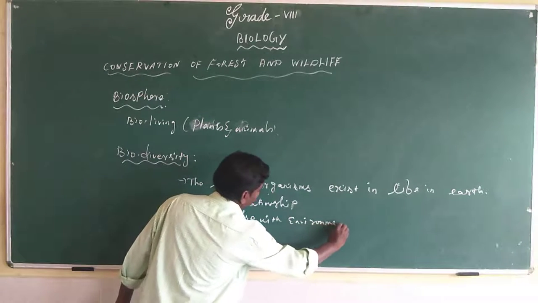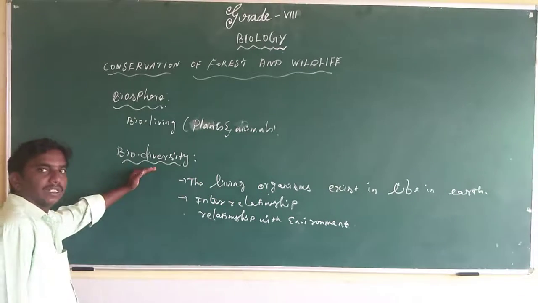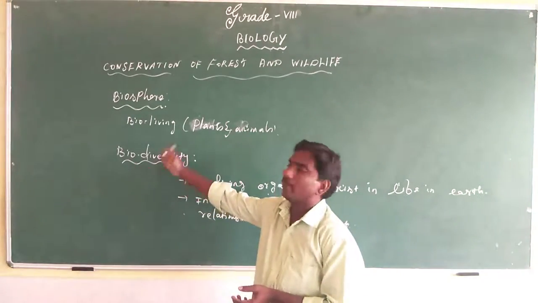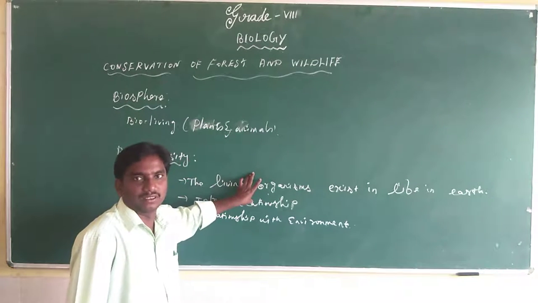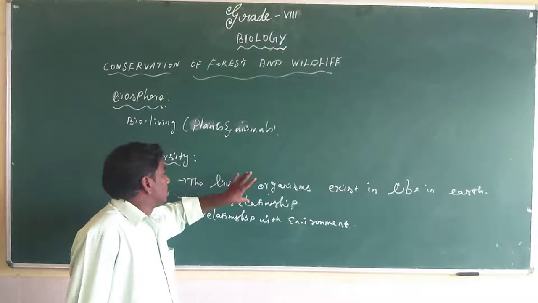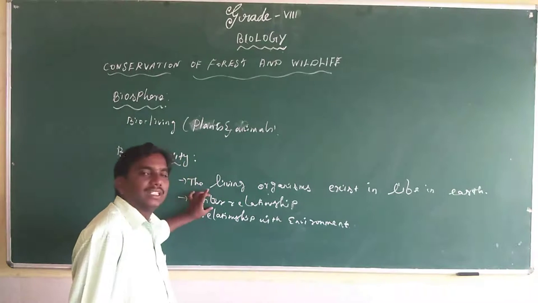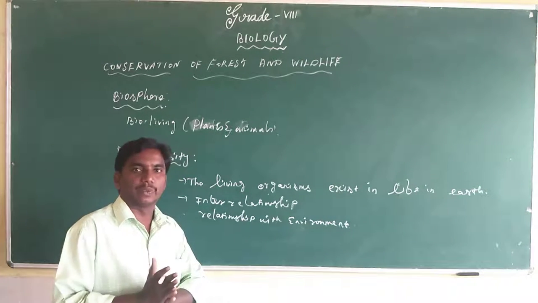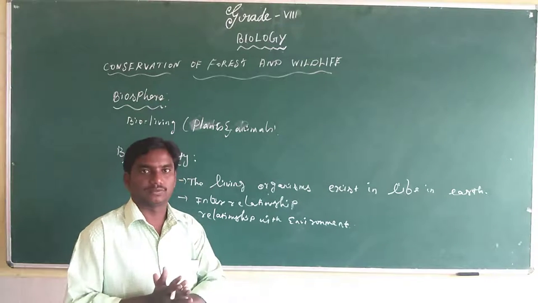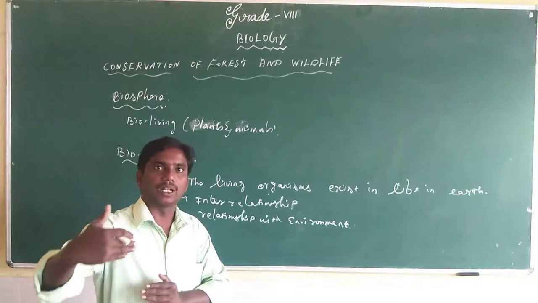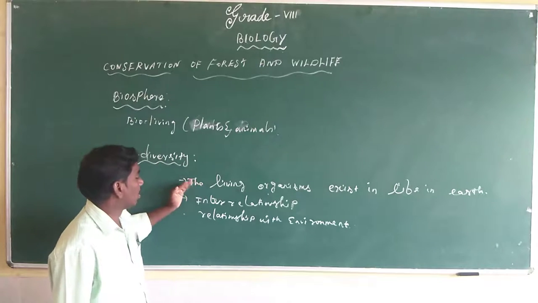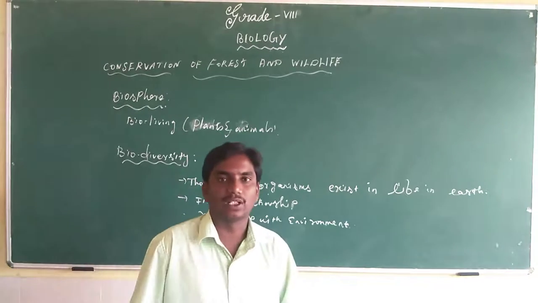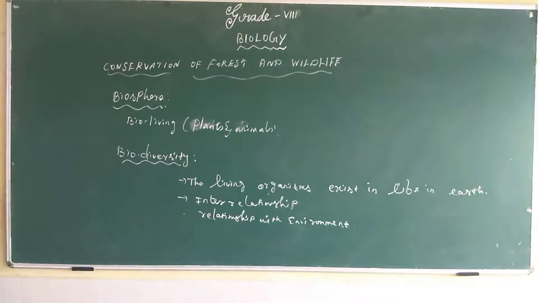The living organisms exist in life on the earth surface, and those organisms have that interrelationship. That interrelationship means both organisms get benefited from one another, each organism depending upon another organism. That is called the interrelationship and the relationship within the environment. That is your biodiversity.